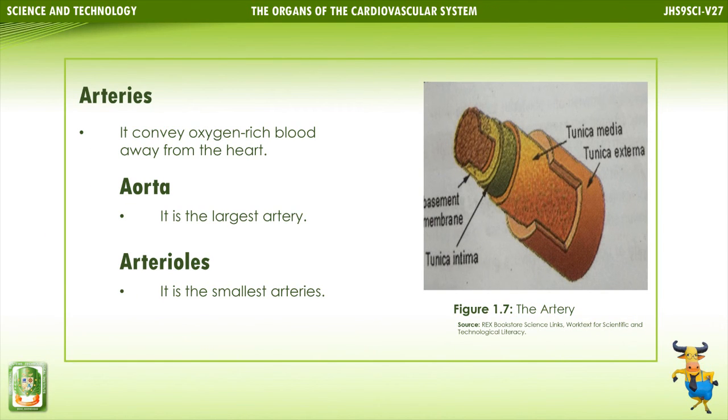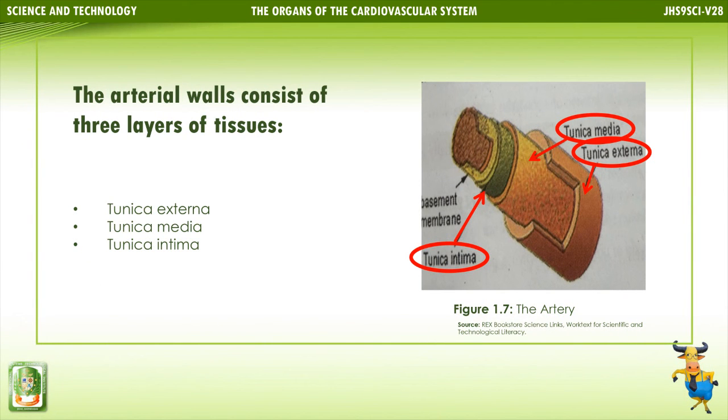Arteries convey oxygen-rich blood away from the heart. The largest artery is the aorta, and the smallest arteries are the arterioles. The arterial walls consist of three layers of tissues: tunica externa, tunica media, and tunica intima. Tunica externa is the outermost layer. It is composed of connective tissue containing varying amounts of elastic and collagenous fibers. Tunica media is the middle layer, the thickest layer, which is composed primarily of layers of smooth muscles. And lastly, tunica intima is the innermost layer.